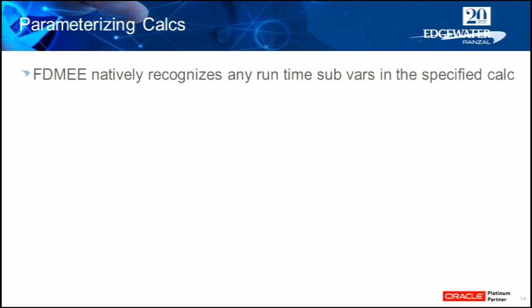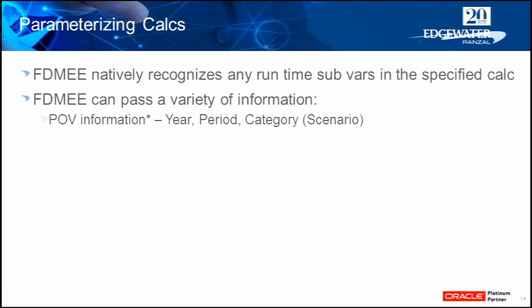FDMEE also recognizes those runtime substitution variables and allows you to dynamically update them based on the data set that's being loaded. So I can have anything from what FDM thinks of as a point of view: my category and time period are the 2 things there, which are broken up into year, period, and scenario.